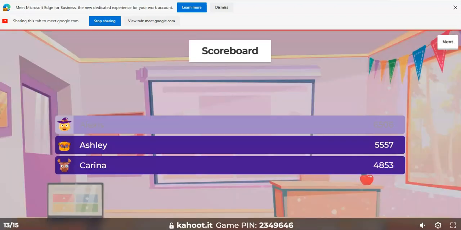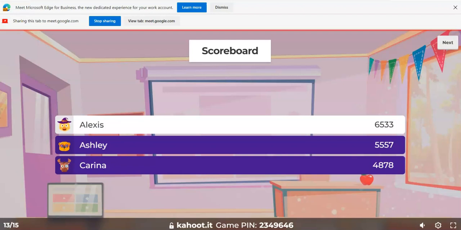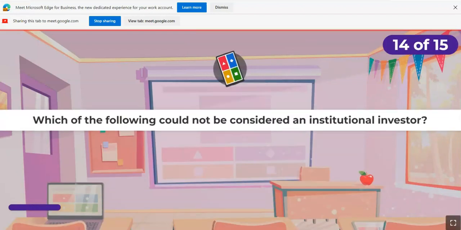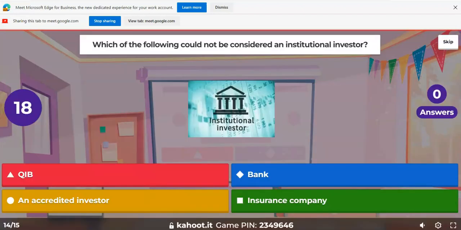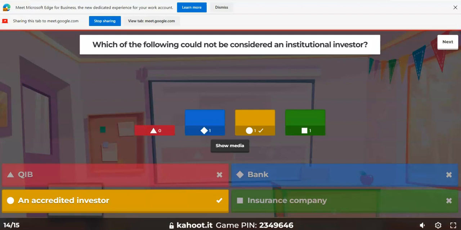Okay, how are we doing here? Okay, great. Let's check our next one. Which of the following could not be considered an institutional investor? A, QIB, B, bank, C, an accredited investor, or D, insurance company. Okay, all right, some difference of opinion here.